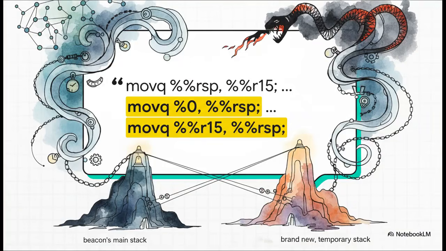And this is the actual magic right here. Now, don't worry, you don't need to be an assembly expert to get what's happening. Just look at the logic. The very first line saves the current stack pointer, that's the beacon's safe main stack, and tucks it away. The next line switches to a brand new temporary stack. Then it calls the C code. And once that code is finished, the last line brings back the original safe stack pointer as if nothing ever happened. It's this beautiful low-level dance that perfectly isolates the whole dangerous operation.